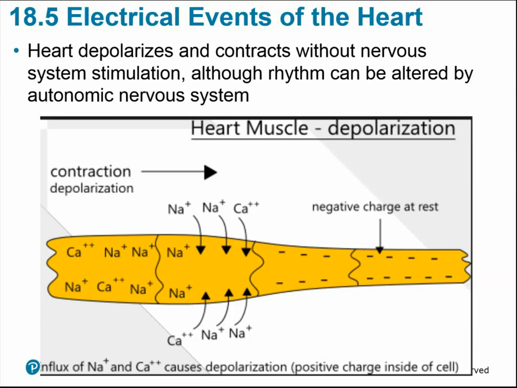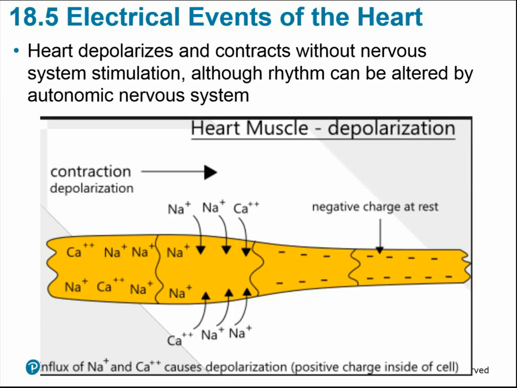Although the autonomic nervous system is capable of altering the rhythm or the rate of the heartbeat, it's pretty much going to be self-contained within the heart itself, right? So an intrinsic conduction system.